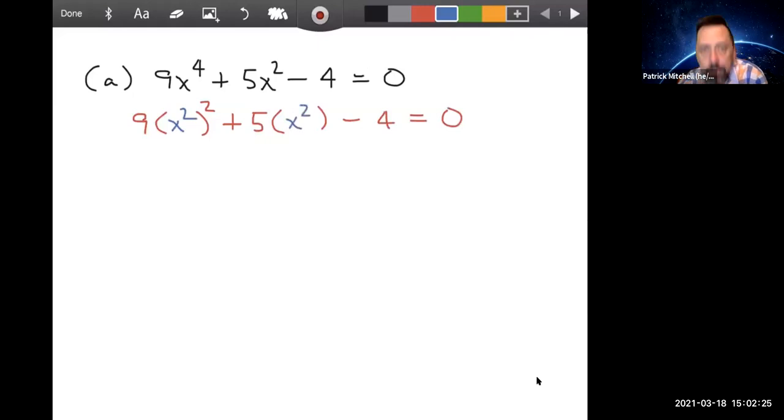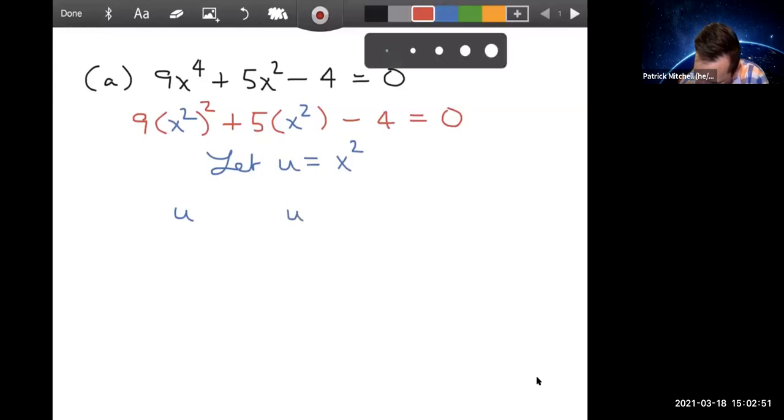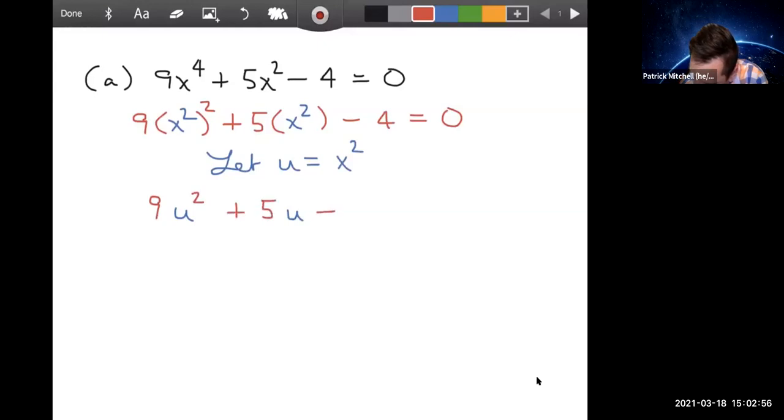See how that works? All right, now this next step is optional, but a lot of people find it really helpful. What I'm going to do is substitute another variable in place of x squared. And traditionally, the variable that we use for this is u. You can use any variable you want. Okay, so when you replace x squared with u, here's what you get. You get 9u squared plus 5u minus 4 equals 0.